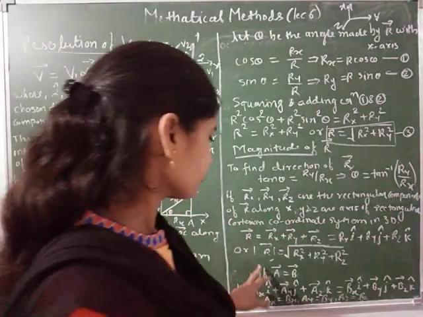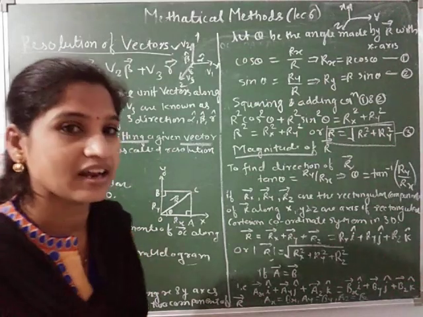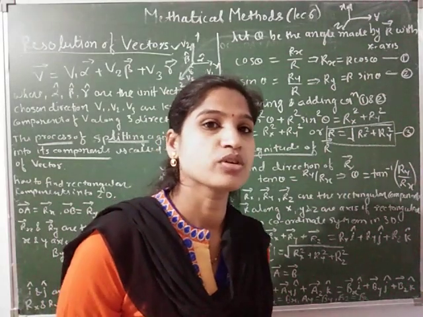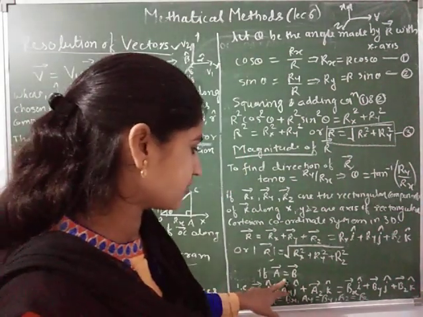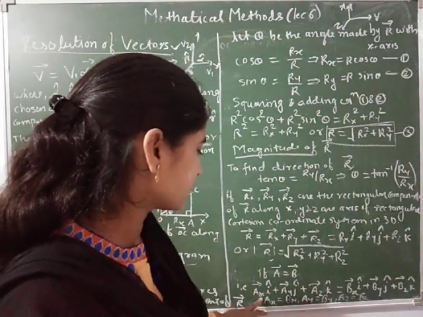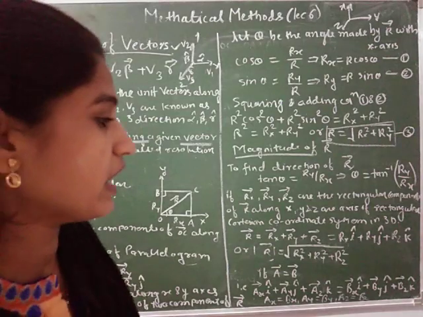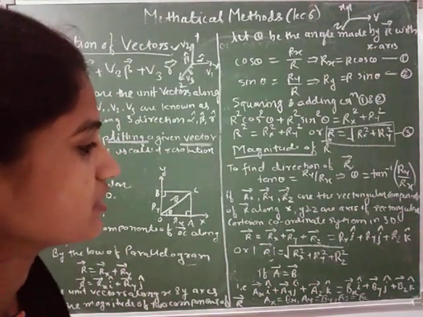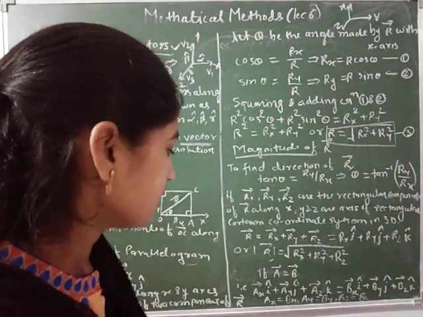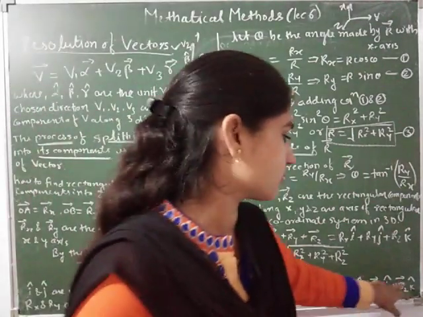We can write magnitude and direction in 3D as we did in 2D. Now if two vectors are equal, then their rectilinear components are also equal. Suppose vector A is equal to vector B. In Cartesian coordinates, Ax into i plus Ay into j plus Az into k is equal to Bx into unit vector i plus By into unit vector j plus Bz into unit vector k. Then Ax is equal to Bx, Ay is equal to By and Az is equal to Bz.